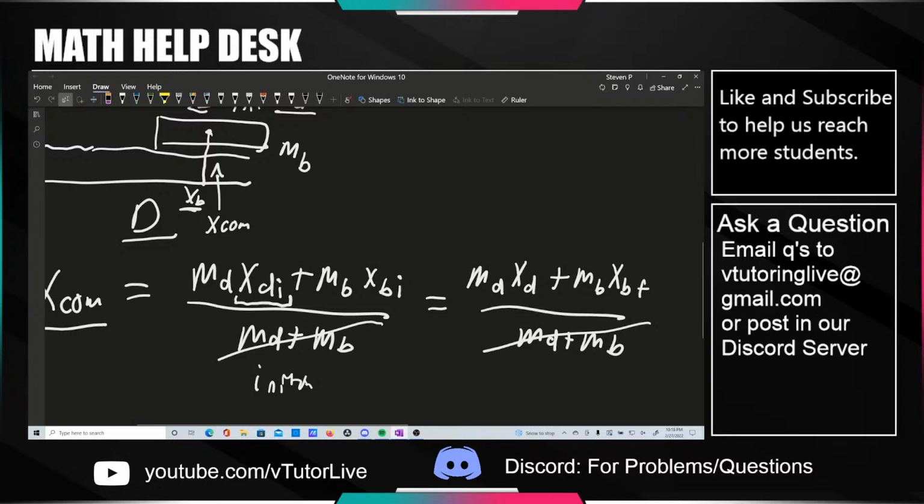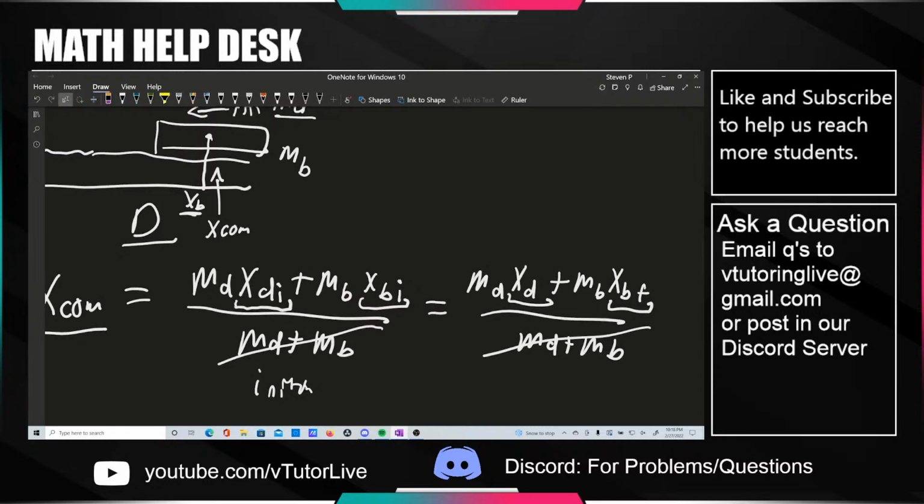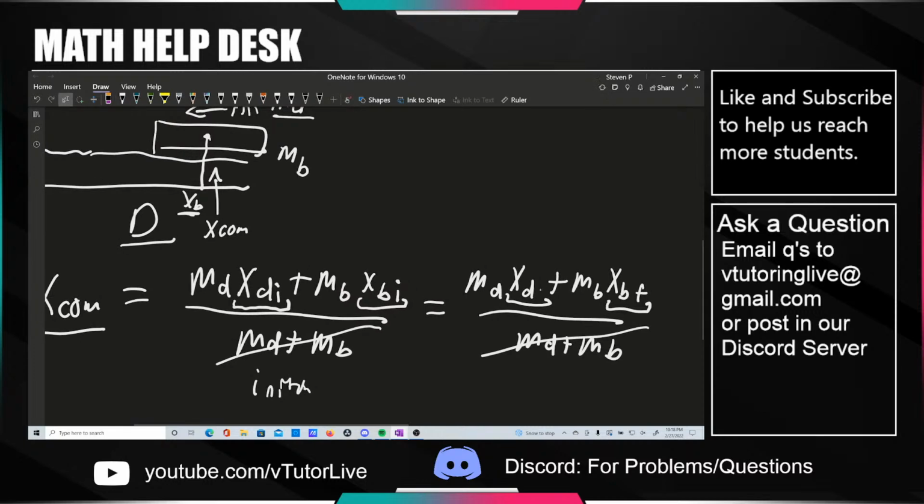But XDI, XBI, XDF, and XBF are all kind of unknowns, right? And what we do know is that, sorry, this should have been a little F sign, right? What we do know is that XDI minus XDF is equal to like 2 meters or whatever was given by the problem, right?